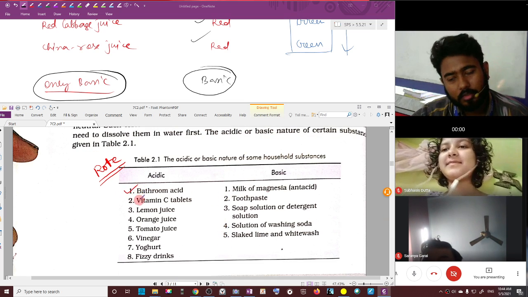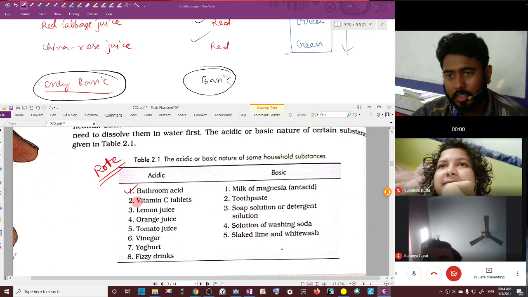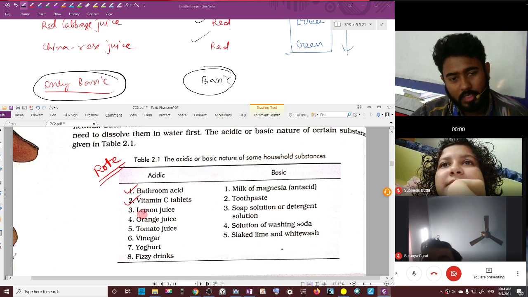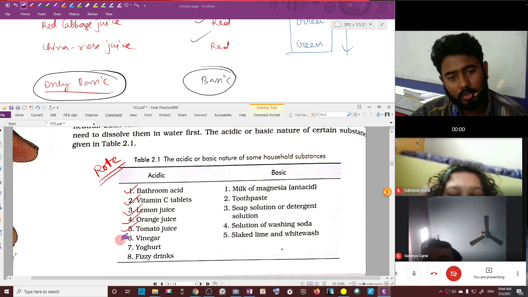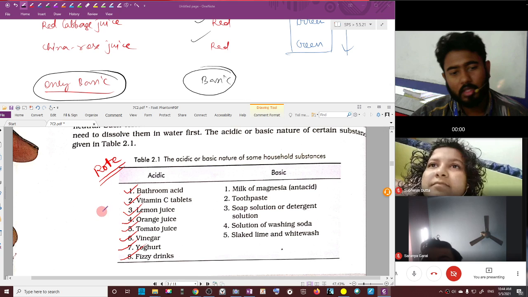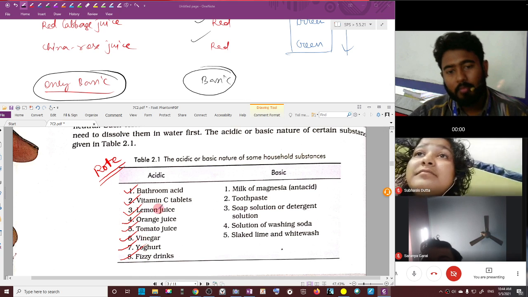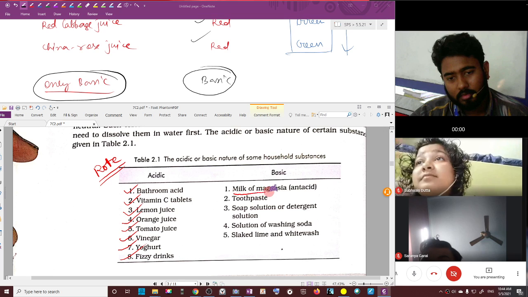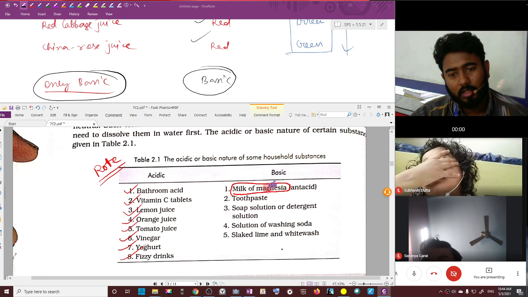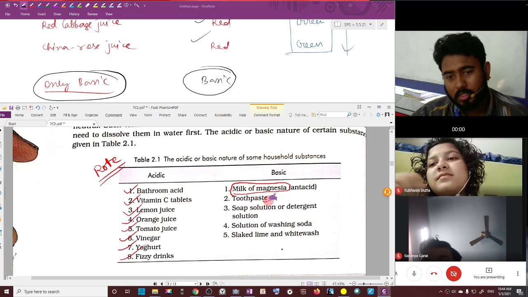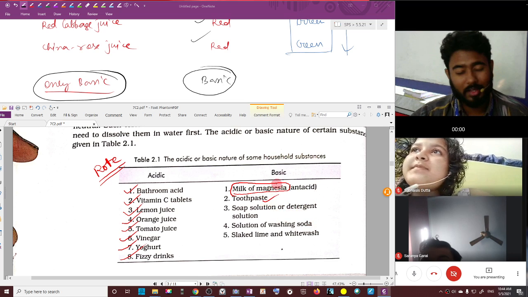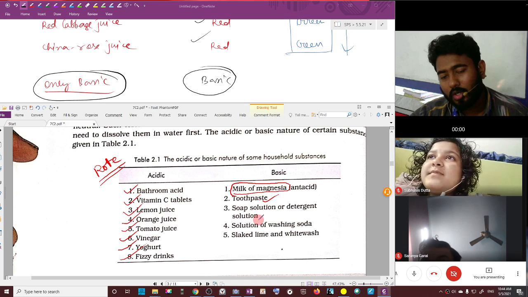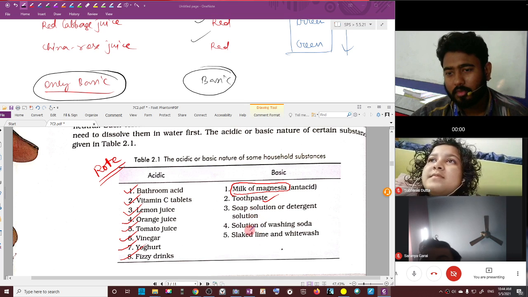Bathroom acid, that is the acid we use in the bathroom, it's hydrochloric acid. Vitamin C tablet, lemon juice, orange juice, tomato juice, vinegar, yogurt, fizzy drink, all of them are acidic. Milk of magnesia, we have it in Gelusil, is an antacid. Toothpaste, antacid, basic. Soap solution.